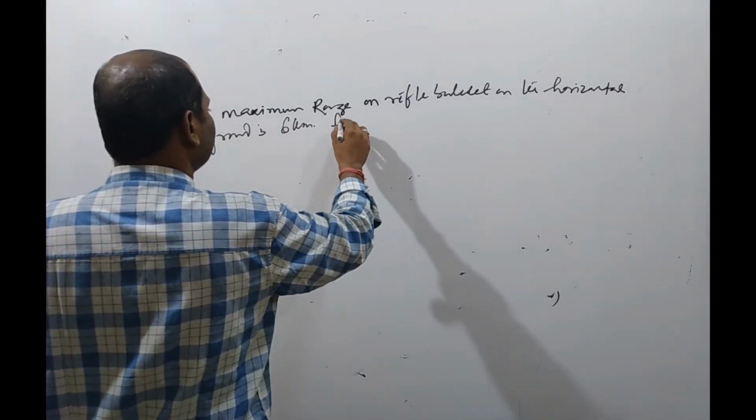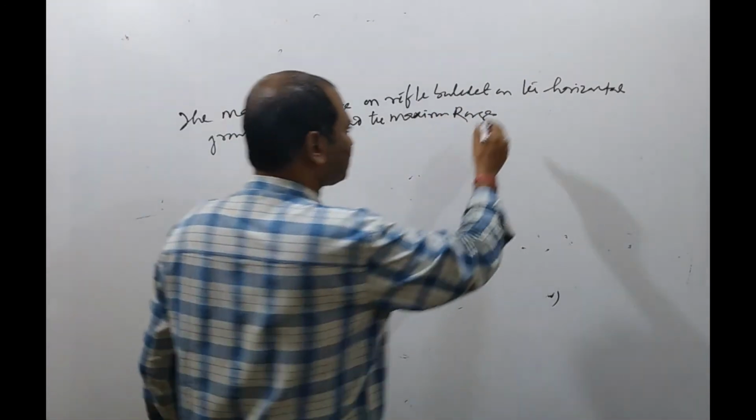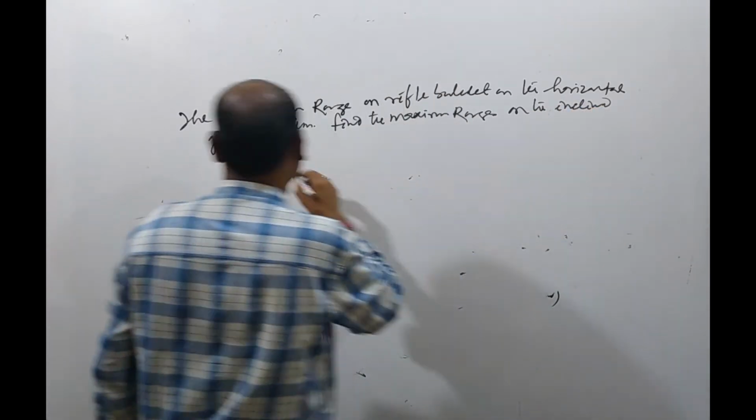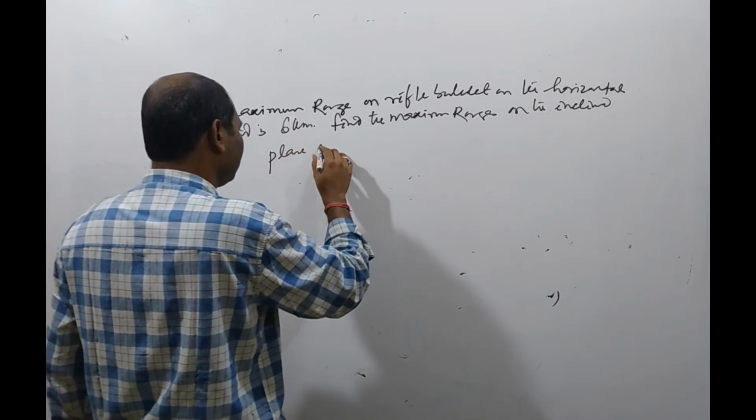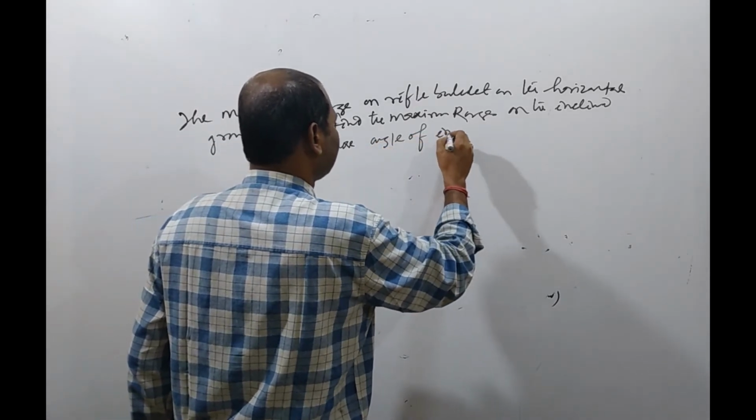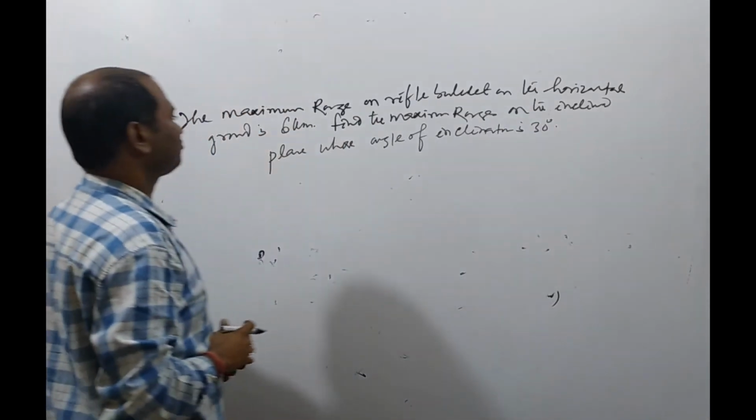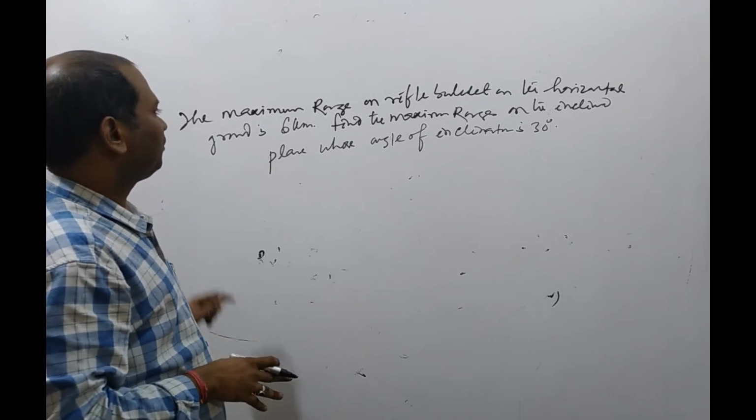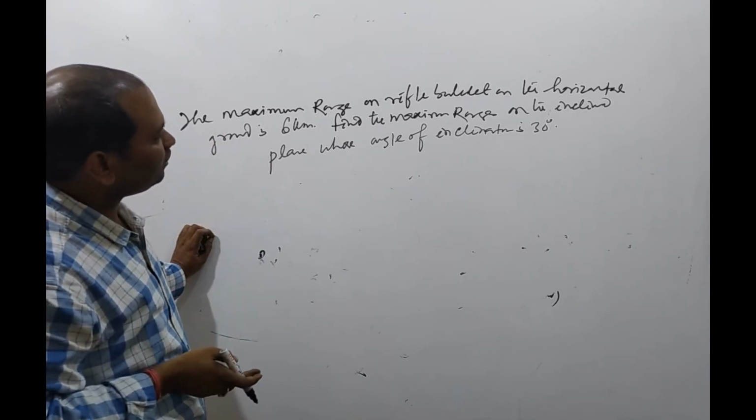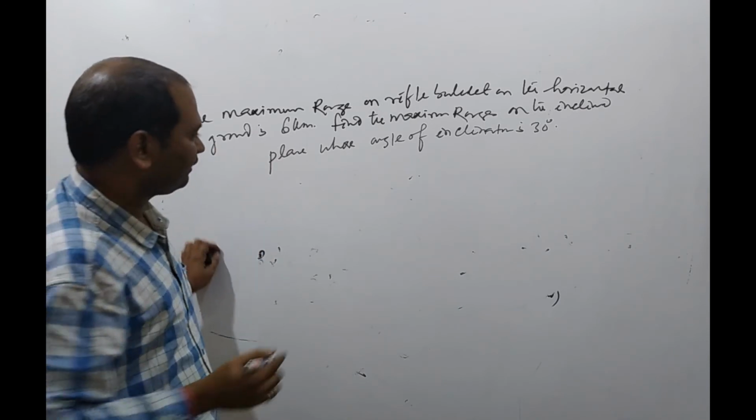Find the maximum range on the inclined plane whose angle of inclination is 30 degree. The maximum range of a rifle bullet on the horizontal ground is 6 km, and we need the maximum range on the inclined plane whose angle of inclination is 30 degree.